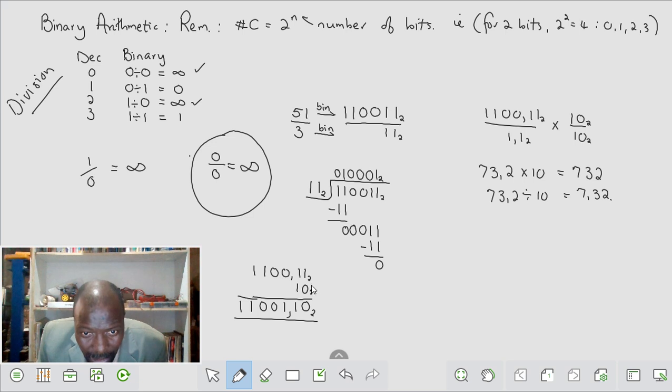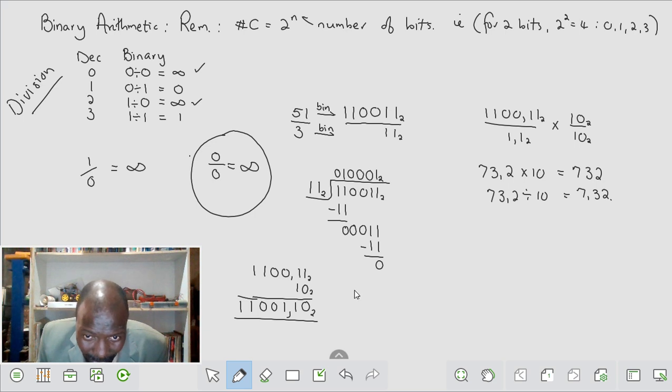So all that the 2 has done is the same job that the 10 did in base 10. Our 10 in base 10 moved our comma one place to the right. The same happens here. You can rest assured that when you divide by 10, it's also going to move our comma one place to the left.